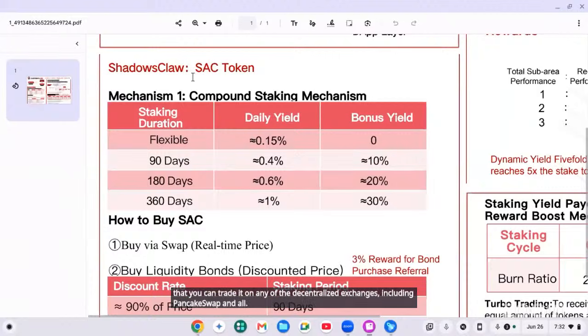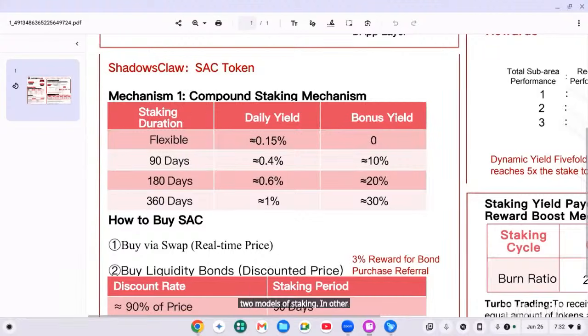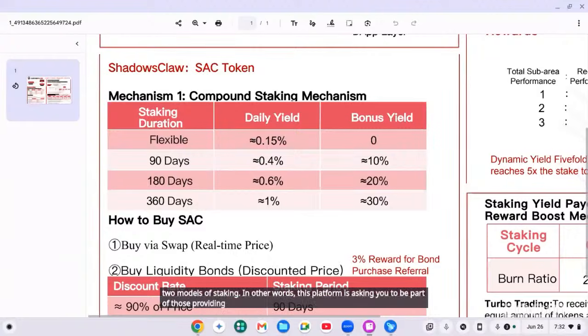Now, what does this really offer you? Now, we have what we call two models of staking. In other words, this platform is asking you to be part of those providing this liquidity to the platform by staking your USDT and earning this token, which is the SAC, in return.